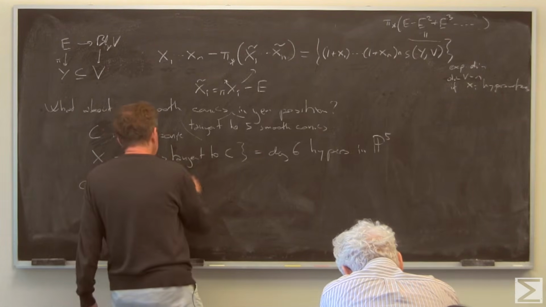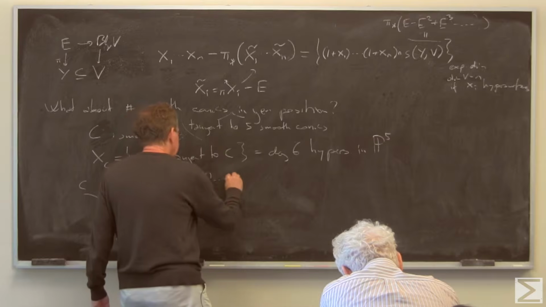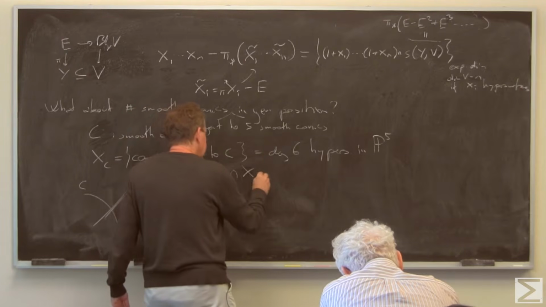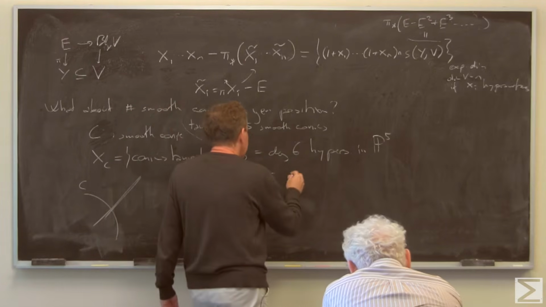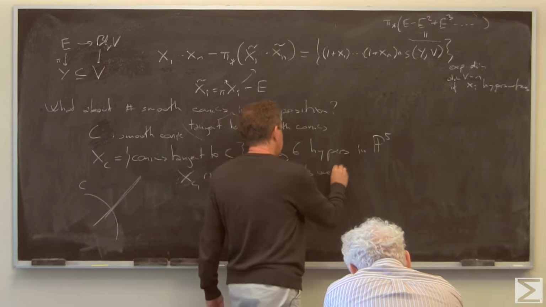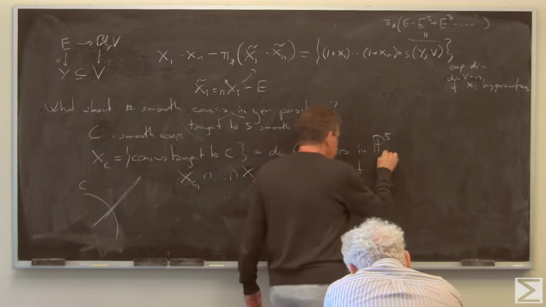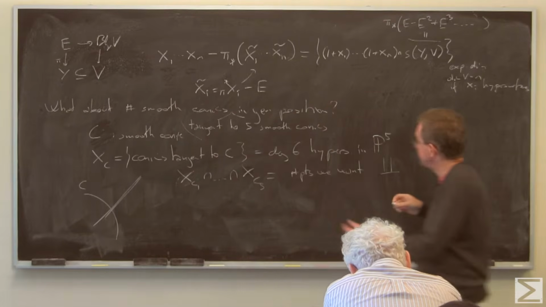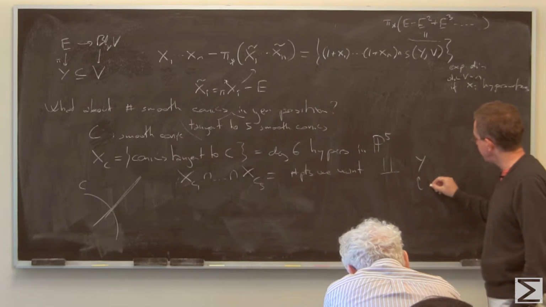Now, if I have 5 nice conics in general position, this will be the number you want, and then union a locus, and the locus is the same. It's the Veronese surface.